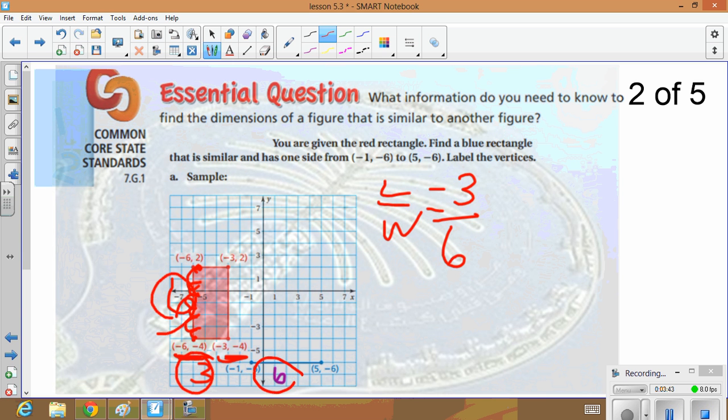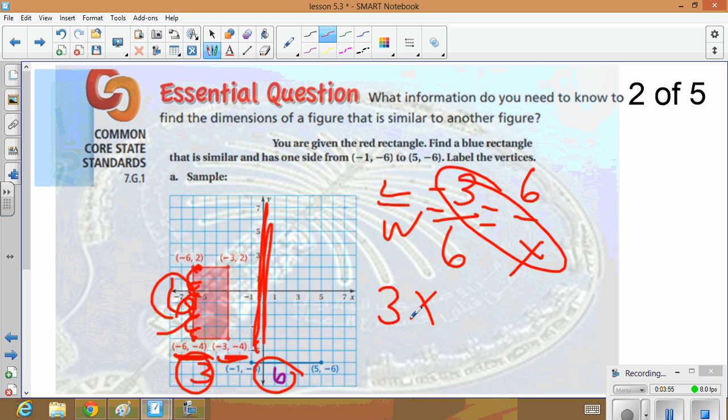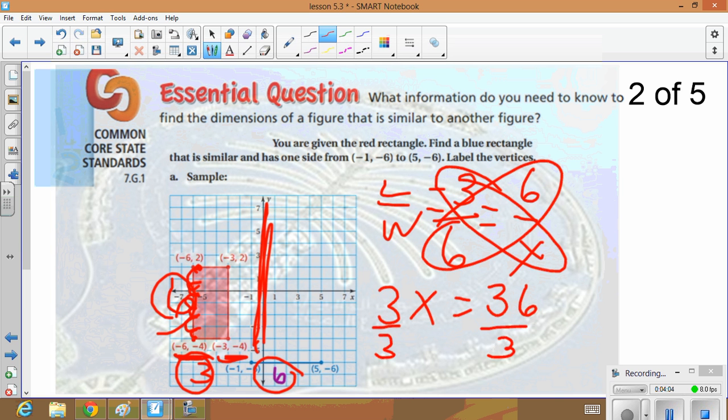So here, my length is 6. I don't know the height. I don't know how tall I should make this line, so that's going to be x. I used the cross product to solve. 3 times x is 3x. 6 times 6 is 36. To isolate the variable, we divide both sides by 3. So x equals 12.